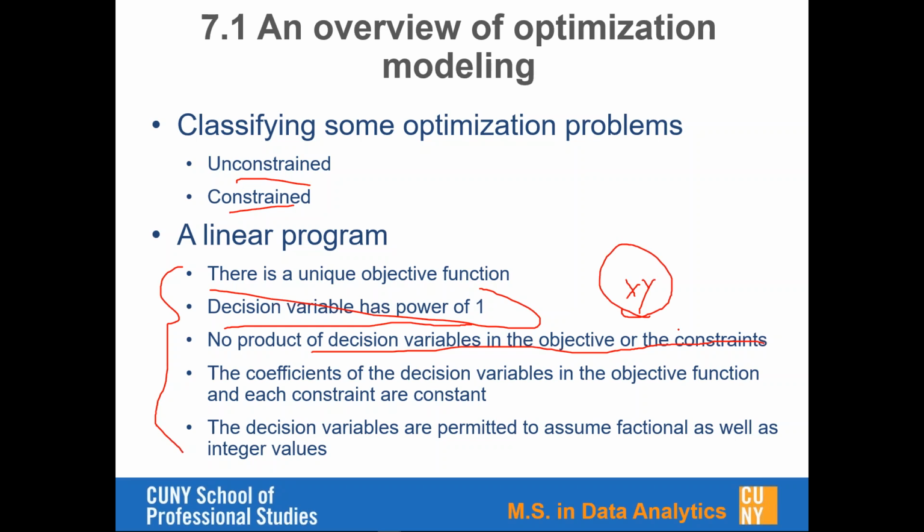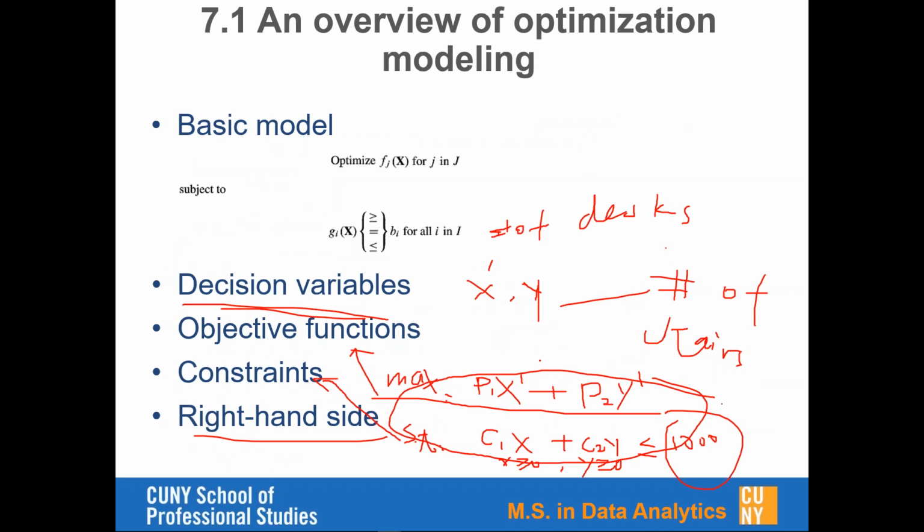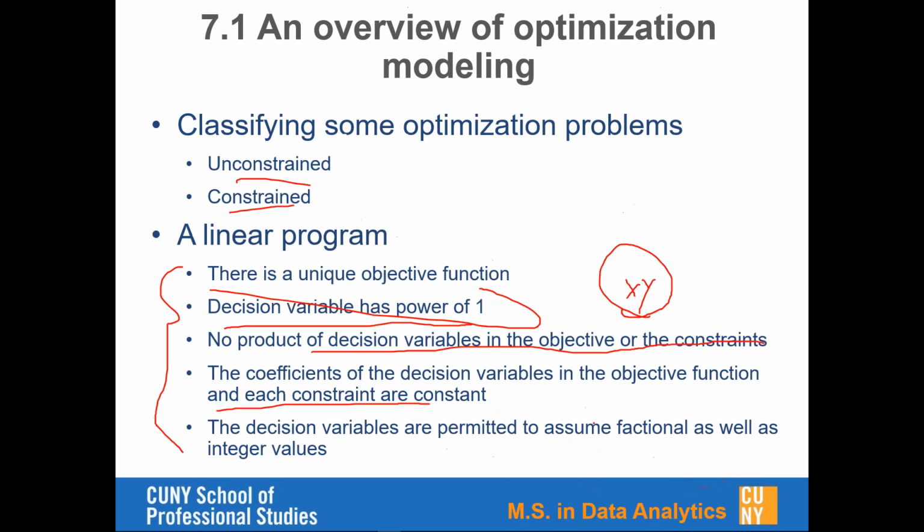If we do have that, it becomes a quadratic function, right? Because it's no longer linear. And then the coefficients of the decision variables in the objective function and each constraint are constant. That's important here. So we already know P1 and P2. We already know C1 and C2 as well in this case. And then the decision variables are permitted to assume fractional as well as integer values.